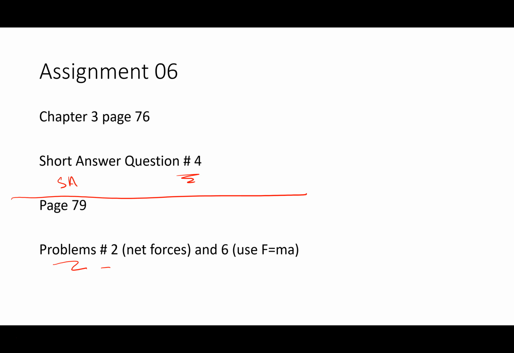And for 79, problem number 2, I make a note here. We're going for net forces. Net forces means you look at all the forces acting together and come up with what we call the resultant, or kind of who's going to win. That's tug of war. Net forces is tug of war. And then also problem number 6. So problem number 2 and problem number 6. And my hint for problem number 6 is to use F is equal to ma.